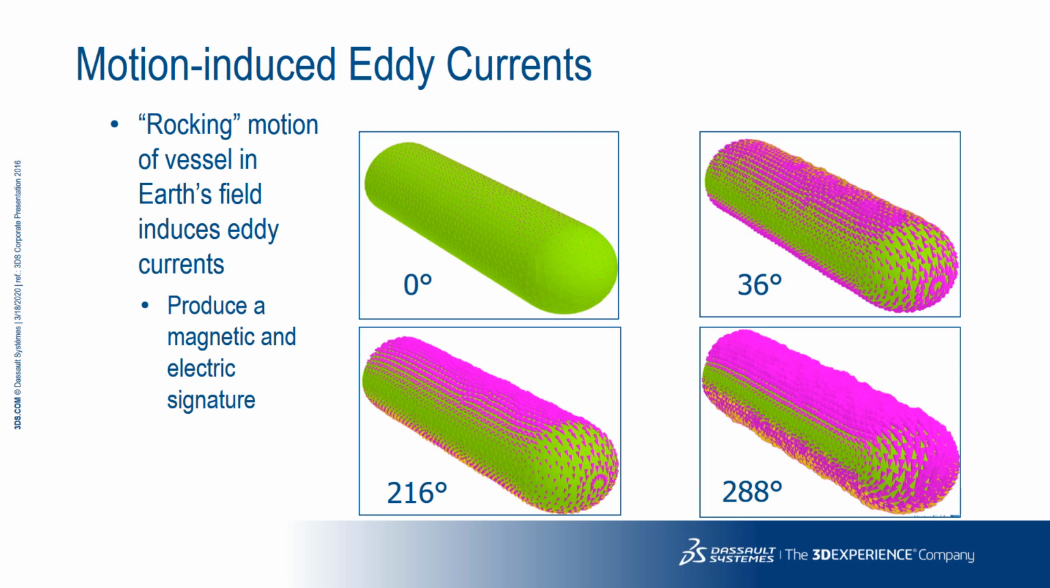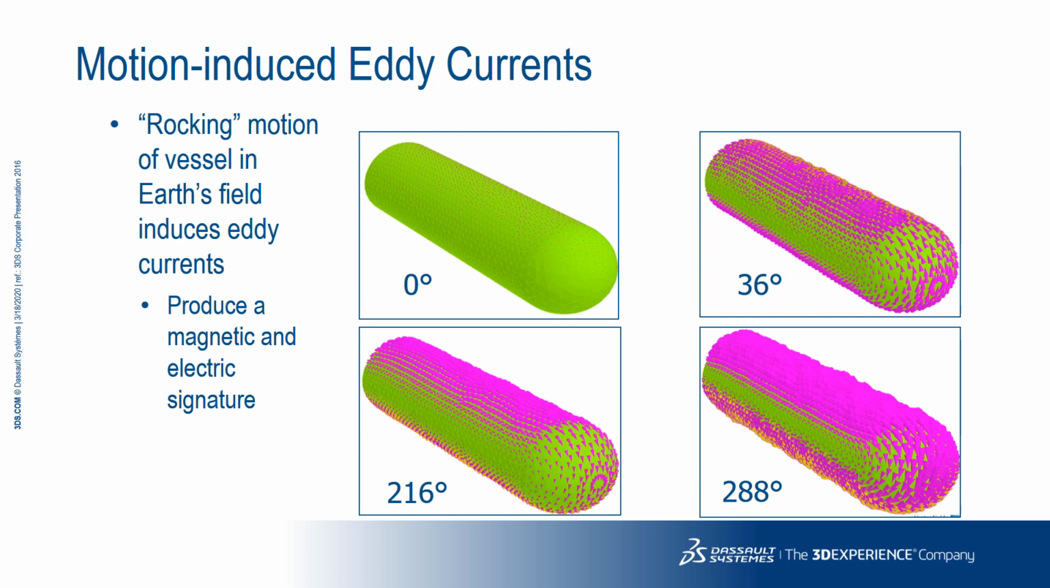The rocking motion of a vessel in the Earth's magnetic field induces eddy currents in conducting media. They produce a magnetic and electric signature. For this, you need to switch to the Opera Dynamic Solver. With it, you can solve AC or time-stepping problems.